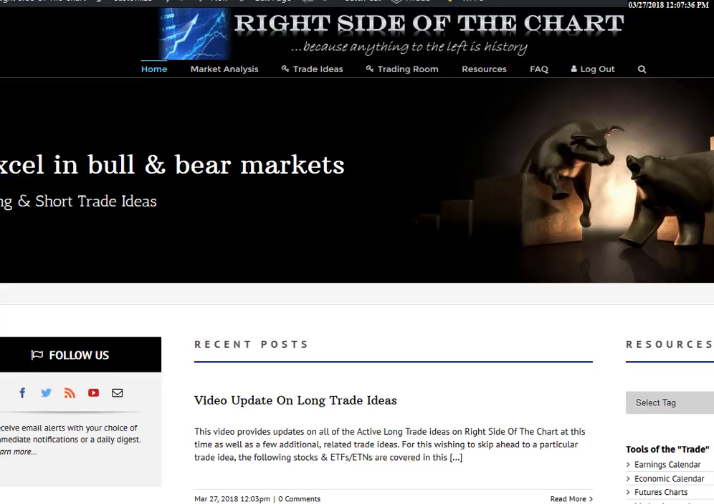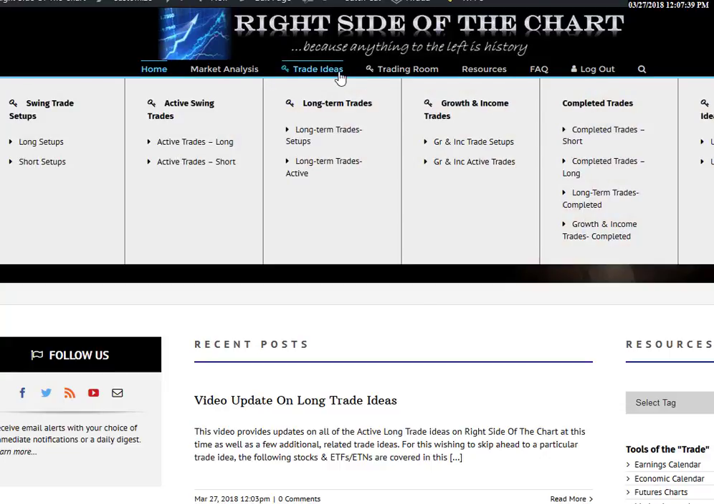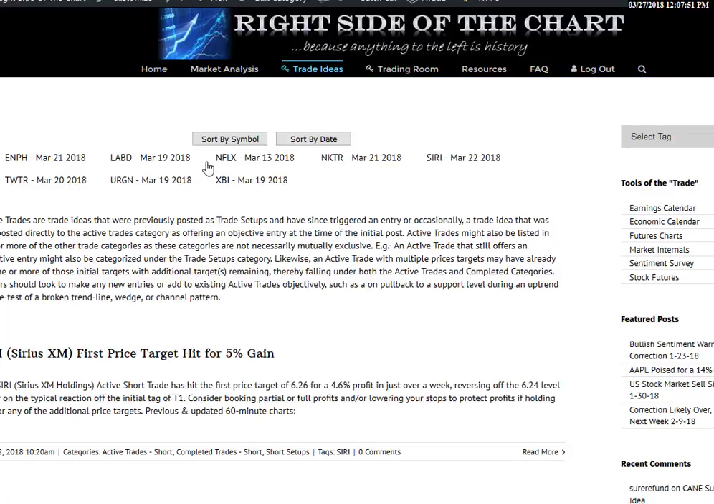And just a quick look at how to access the trade ideas. I covered this in a long video. If you're new to the site, just hover on trade ideas. You'll see the lock key. That means you have to be signed in to access these. And we're going over today, right now, the active short trades. And always, I would say this, always go by the notes.